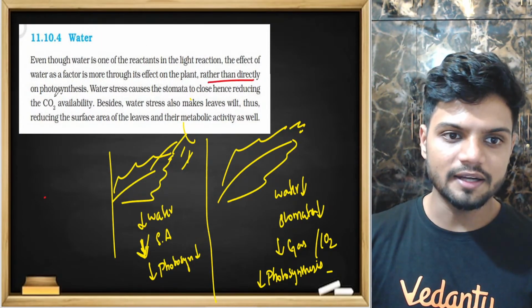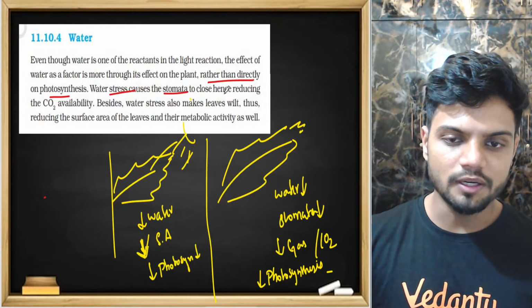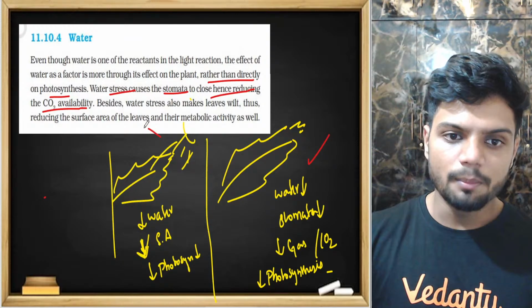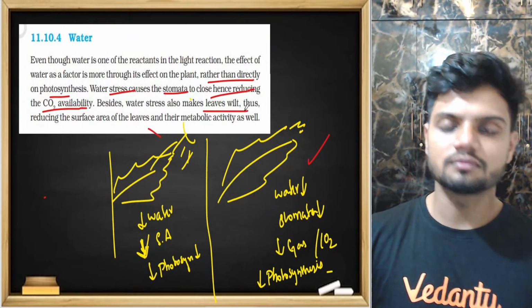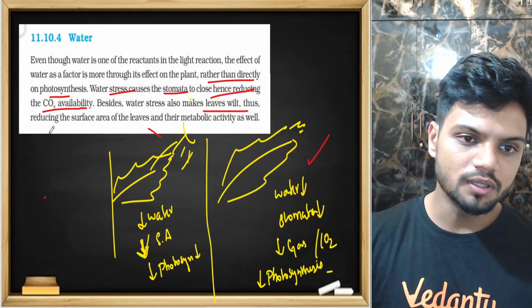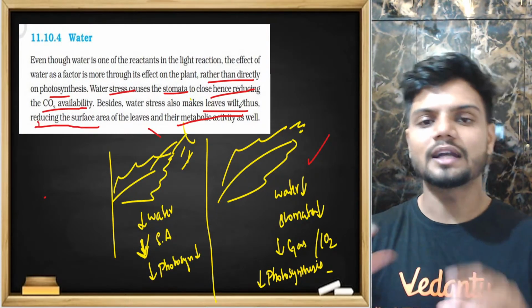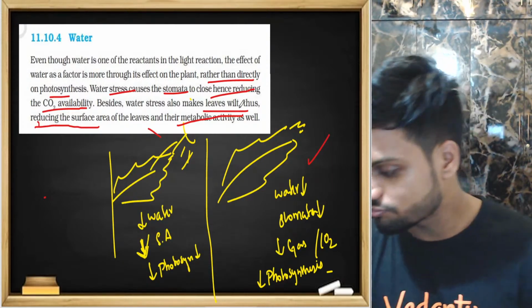Water stress causes stomata to close, hence reducing the CO2 availability. Besides, water stress can also make the leaf wilt, causing curling of the leaf. That will reduce the surface area and metabolic activity as well. That also will decrease altogether.